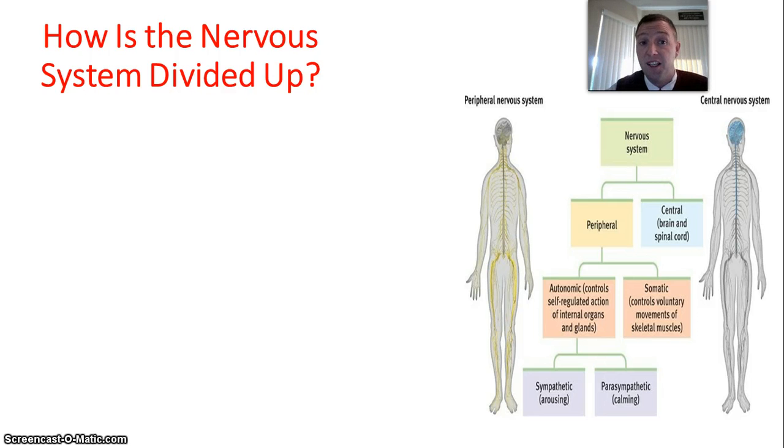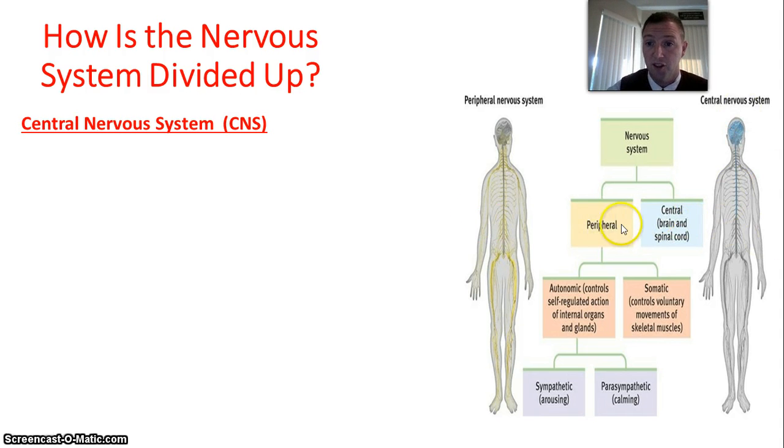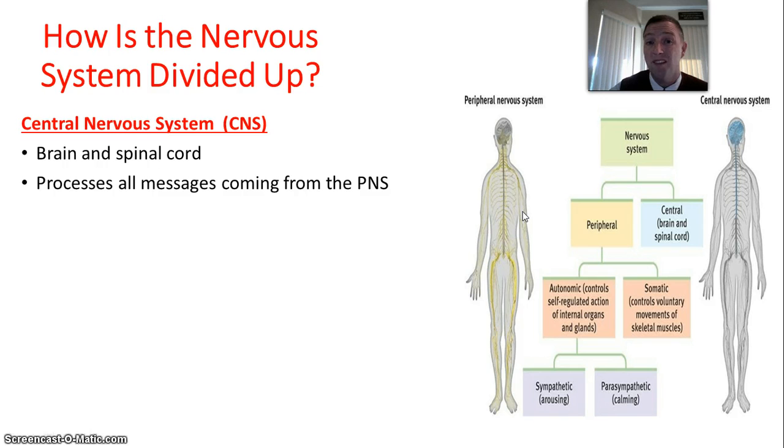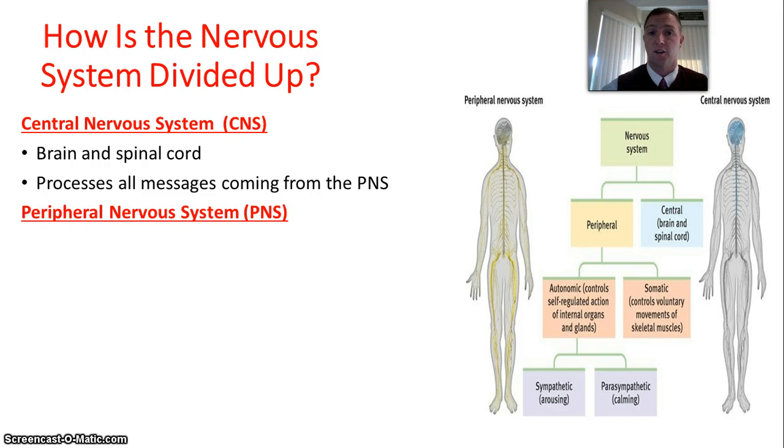All right, now we have some divisions in the nervous system. The biggest division is central nervous system, okay, versus the peripheral nervous system. Central nervous system is in blue here, all right? You've got your brain and your spinal cord. What this does, it's a central processing unit. It processes or interprets, decides how to react to all the messages coming from the peripheral nervous system.